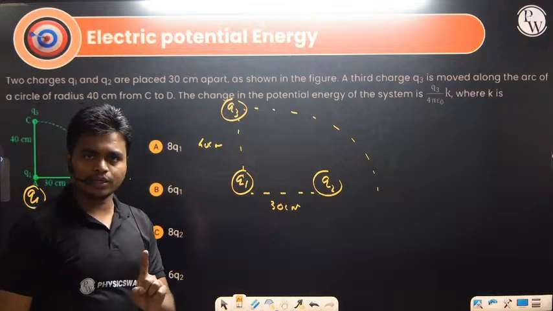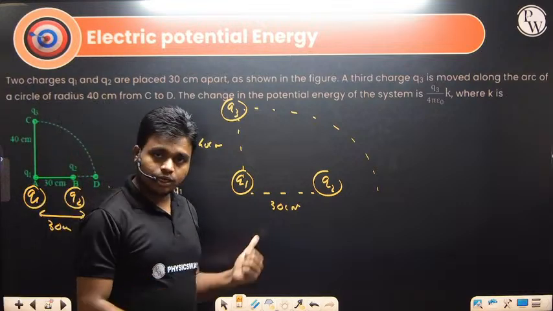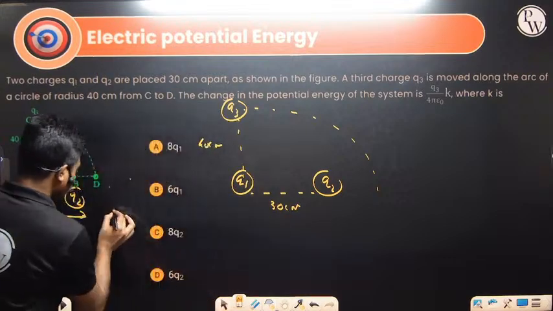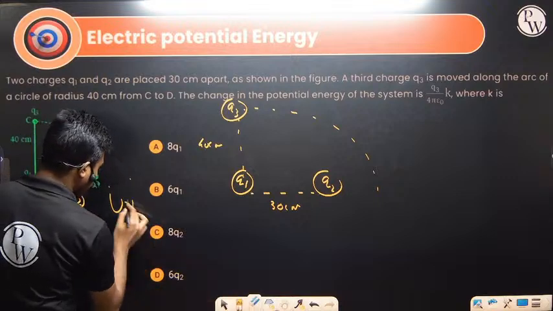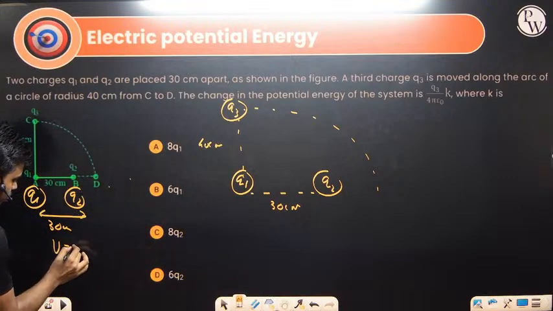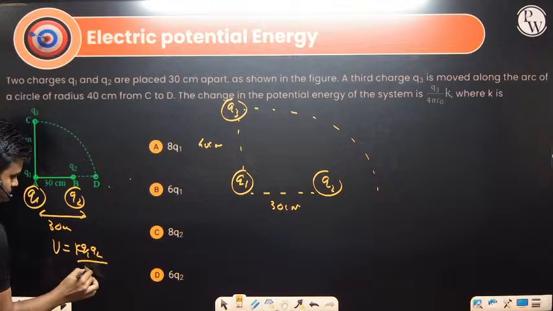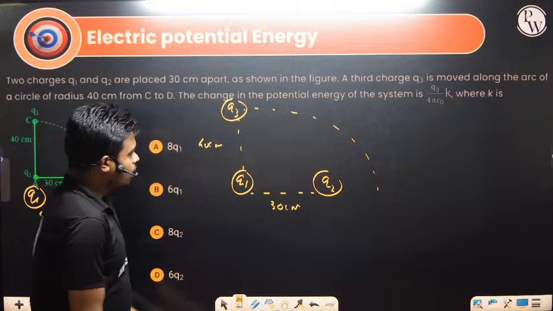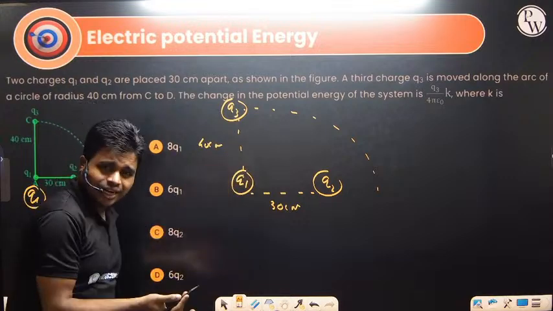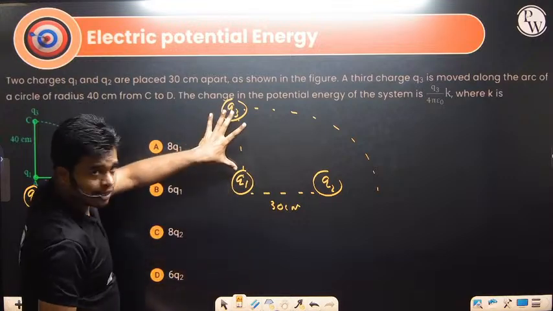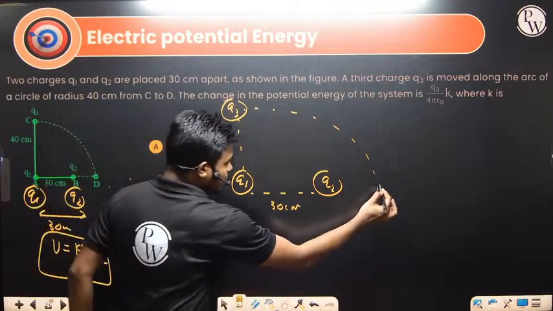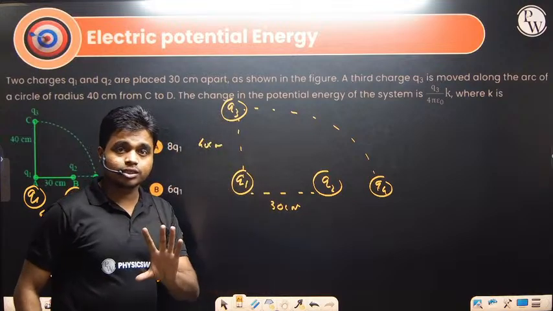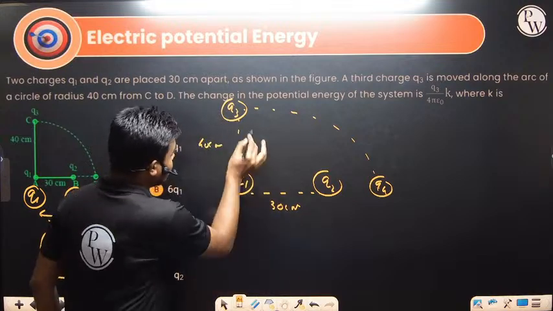Now I will tell you one thing over here. The potential energy of Q1 and Q2 is not changing, because the distance is fixed, and the formula is U equals K Q1 Q2 divided by R. So the potential energy between these two charges is not changing. Between these two charges, should it change or not, we have to check. What is the distance right now? 40 centimeter. When it comes over here, what is the distance? Again 40 centimeter. So between these two charges it is also not changing. So what change is happening? The change is happening for the remaining two charges.